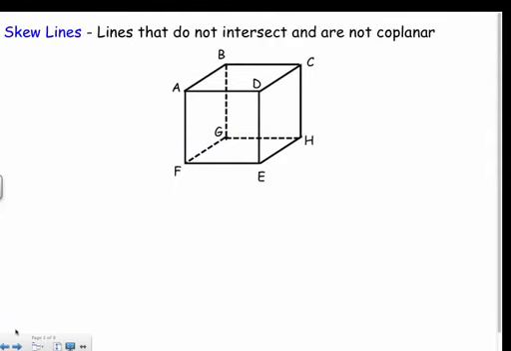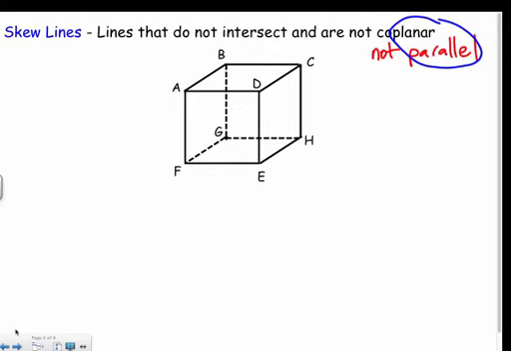Skew lines. This is kind of our new term here. Skew lines are lines that do not intersect and are not coplanar. I like to think of it as lines that are also not parallel. Any lines that are parallel are coplanar. So if I have parallel lines, they're also coplanar. So skew lines, let's try to picture some skew lines.